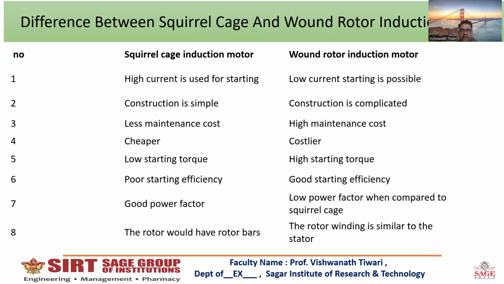They provide a good magnetic field, making the squirrel cage induction motor good in efficiency and performance. But the wound rotor induction motor has a rotor winding similar to the stator. These are the differences between squirrel cage and wound rotor induction motor.